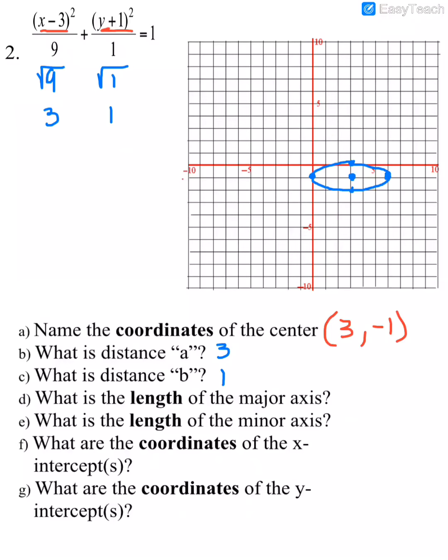The length of my major axis, the biggest axis, since my a was 3, is going to be double that, so it's 6. The length of my minor axis would be 2. The coordinates of my x-intercept, I only have one x-intercept. It's only crossing the x-axis right here at this point, and the coordinates of that point are (3, 0). And then my y-intercept, I only have one y-intercept, which is right here, and the coordinates of that are (0, -1). And that's how we graph an ellipse.